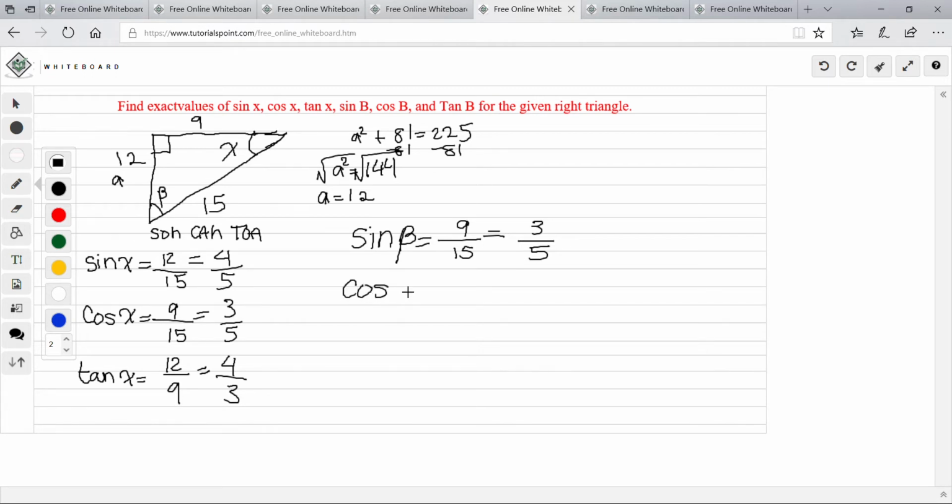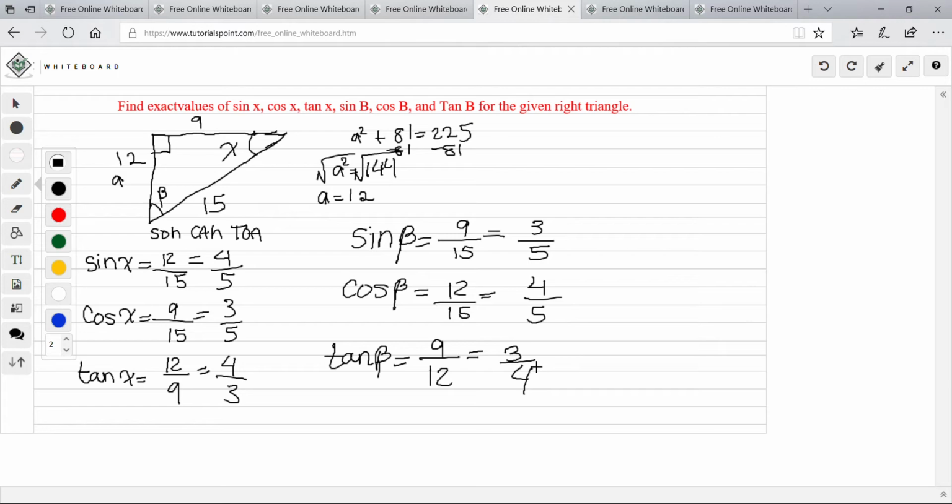Let's do cosine of beta. Here's beta. Cosine is adjacent, so our adjacent side is 12 over hypotenuse, which is 15. That simplifies to 4/5. And then tangent of beta. Here's beta. Tangent is opposite, so the opposite side is 9, and adjacent is 12. And that simplifies to 3/4. Okay, we've done that one.